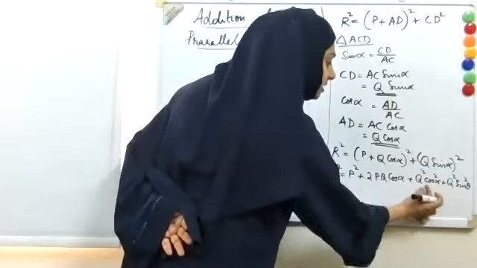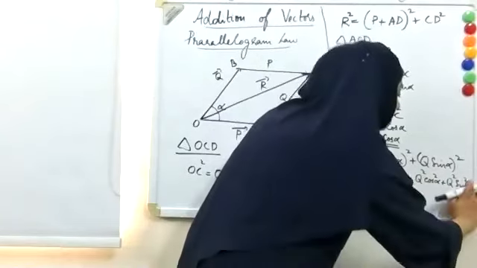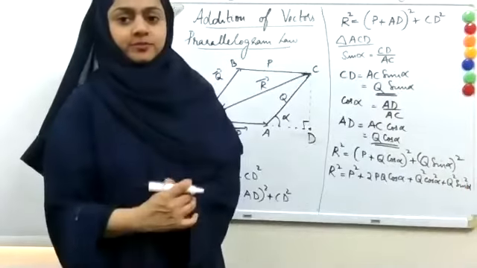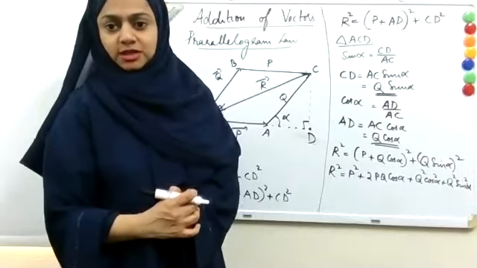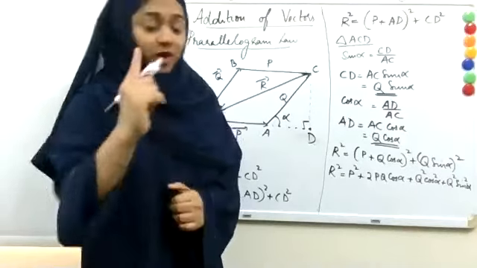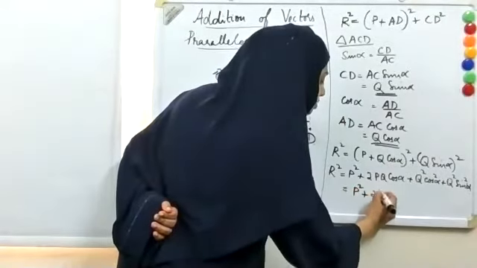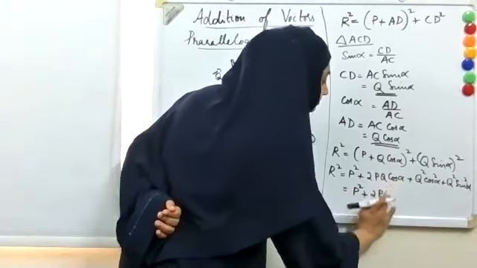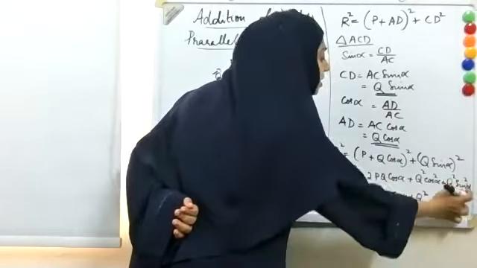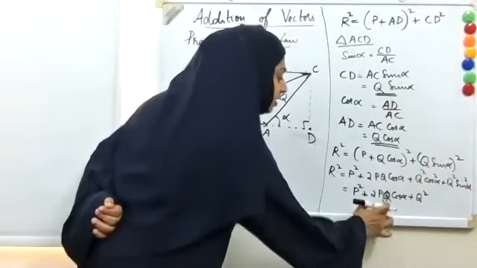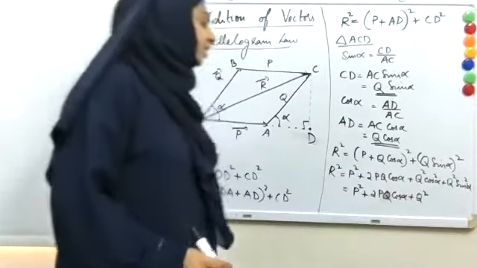Now Q square is common here, so I'm going to take Q square out. Then I will get sin square alpha plus cos square alpha. What is sin square theta plus cos square theta? From trigonometry, you must be knowing that. It is 1, right. So R square is equal to P square plus 2PQ cos alpha plus Q square into (sin square plus cos square), which is equal to 1. So I got the expression: R square is equal to P square plus 2PQ cos alpha plus Q square.